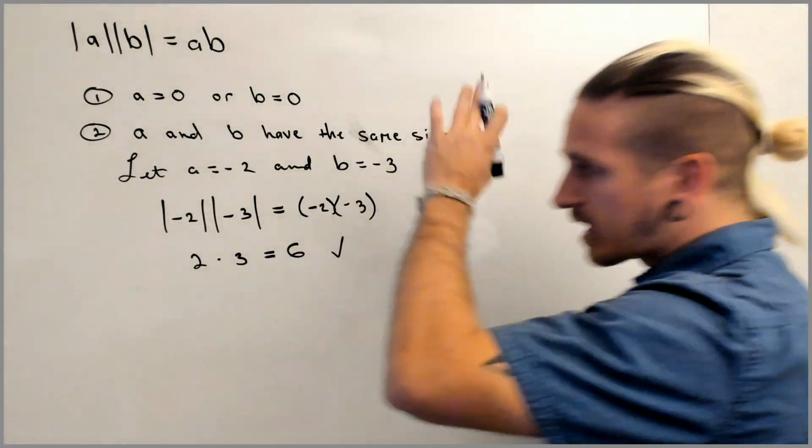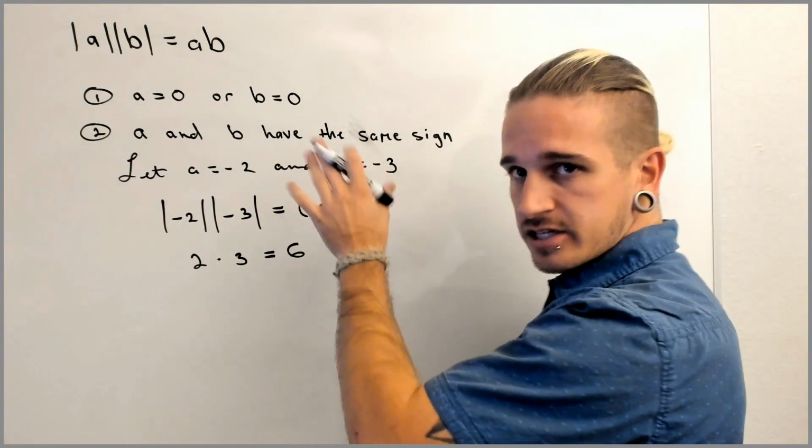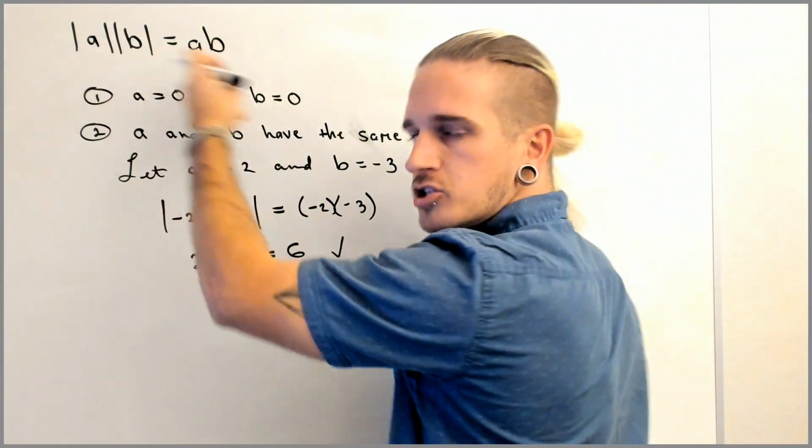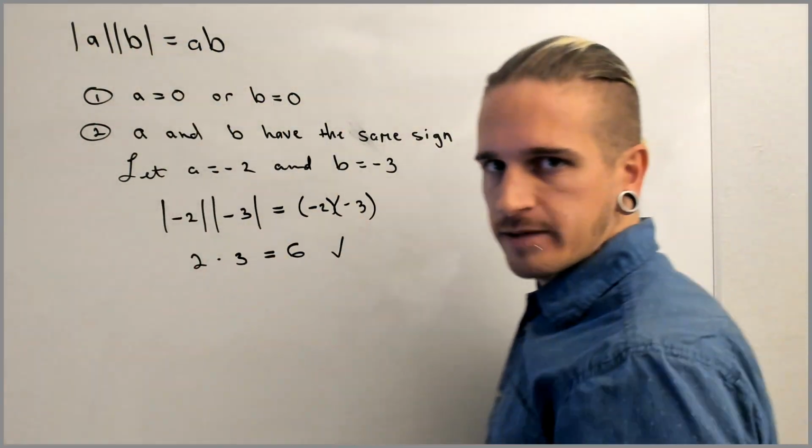So we see here, again, this is not an exhaustive proof. We just tested a single pair of numbers. You start to get the feel that, yes, this is true if A and B have the same sign.